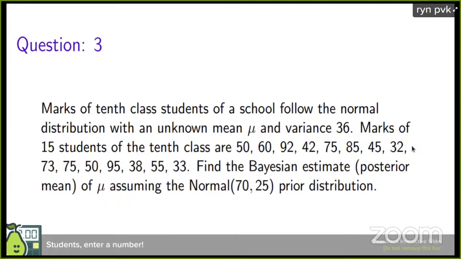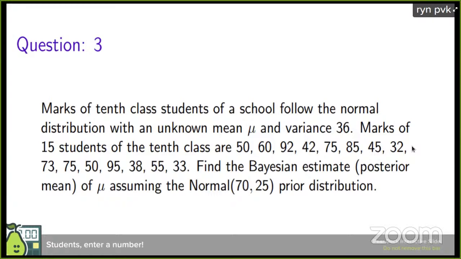Now, marks of 10th class students of a school follow the normal distribution with an unknown mean mu and variance 36. So which parameter is unknown here? The mean. Mean for the population distribution, right? Yes. Marks of 15 students. So what is this marks of 15 students? This is a sample, right? Sample of 15 students.